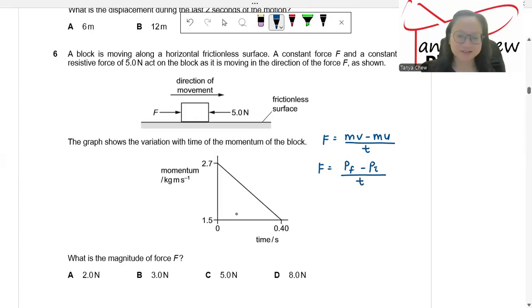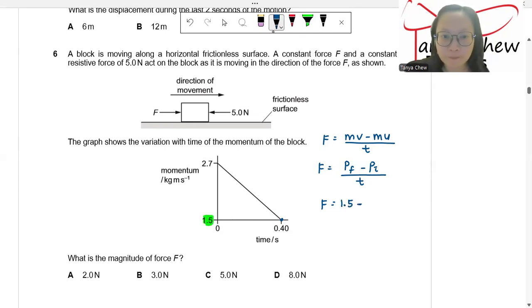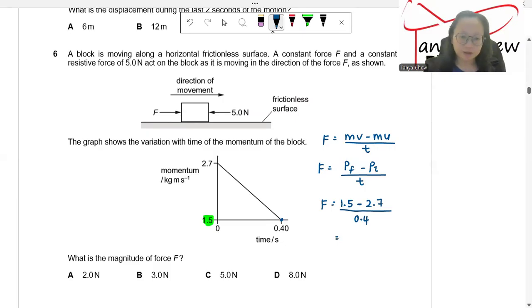right? In other words, I'm saying that the gradient of the graph. Okay, if you don't use the gradient, it doesn't matter. So you just use the final momentum minus initial momentum divided by the time taken. That will give you the force. Final momentum is this one because this is at the start of the time. Final momentum is 1.5. Be careful, it is not 0 because you look at your y-axis, this is 1.5. So 1.5 minus initial momentum, when time is equal to 0, which is 2.7, divided by the overall time taken, which is 0.4. So use my calculator.